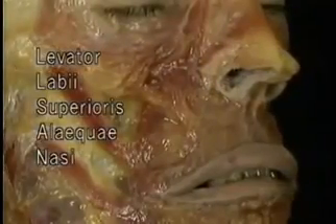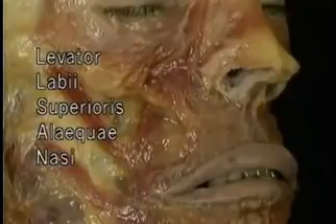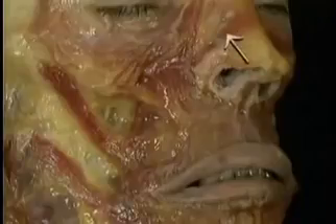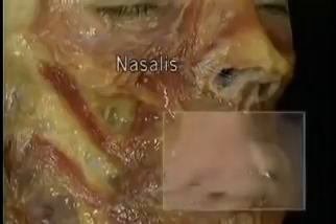The most medial corner of levator labii superioris, which goes by this very impressive name, attaches to the alar cartilage of the nose. It does this. Here on the side of the nose is the nasalis muscle. It helps to wrinkle the nose.